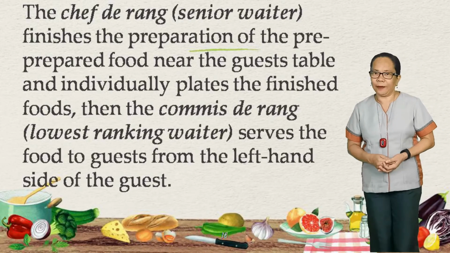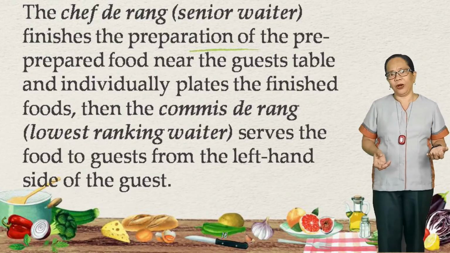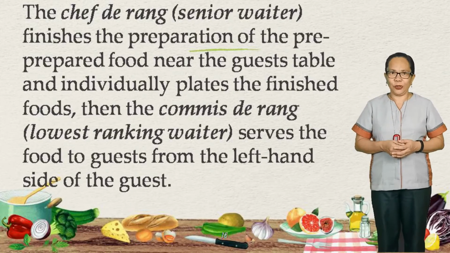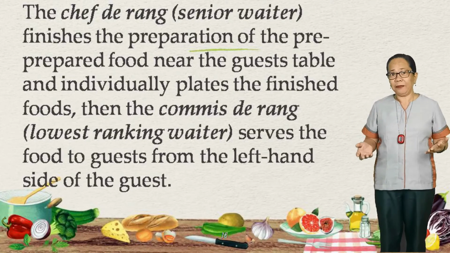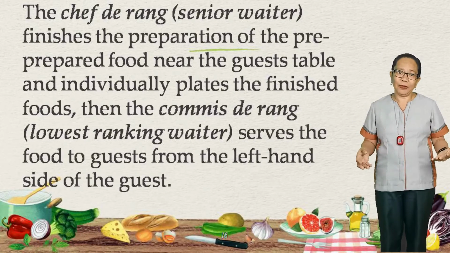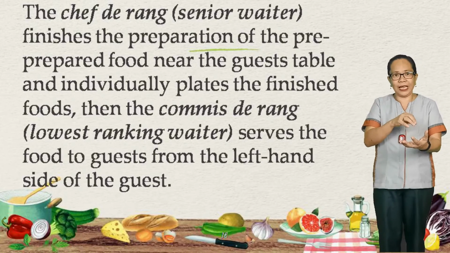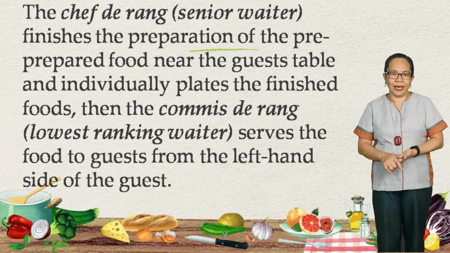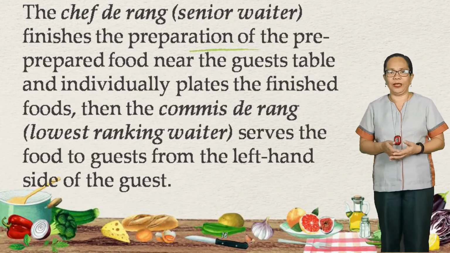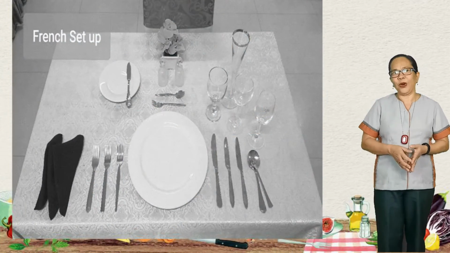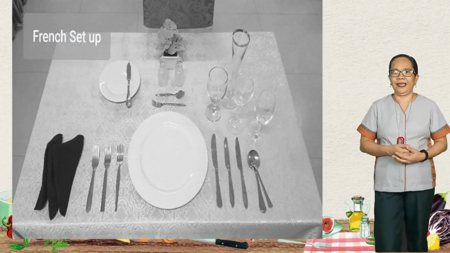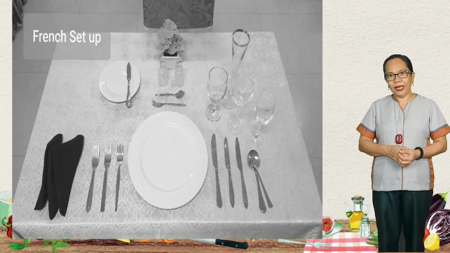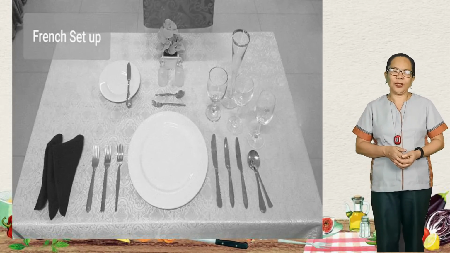So, tandaan yon. So, dito sa style of service na to, lulutuin ang pagkain sa harapan mismo ng customer. Sinong magluluto? Ang chef de rang. Then, sinong magsaserve nito after it is plated or nilagay sa individual na pinggan? Of course, ang commis de rang or ang lowest ranking waiter. Next, so ito ang French setup style. May pagkakaiba ba sa mga nauna? Yes, meron yan. So, let's continue.